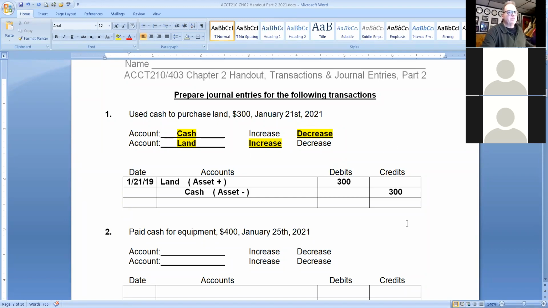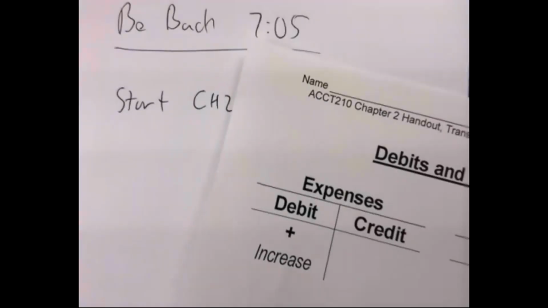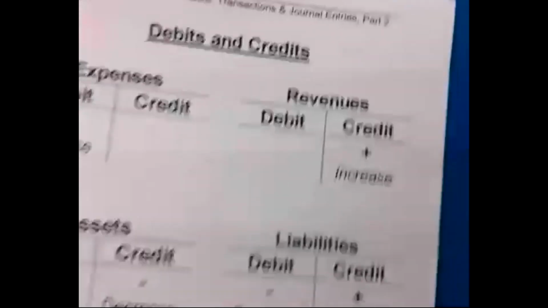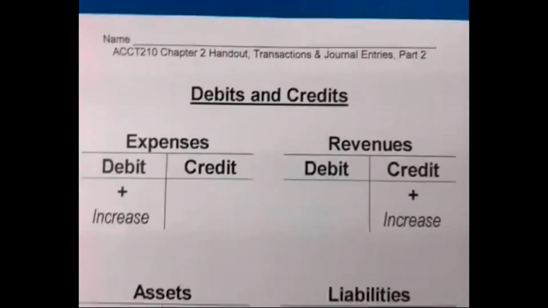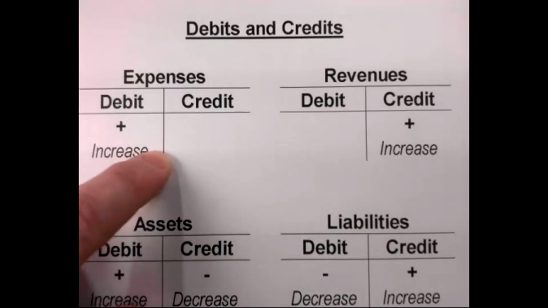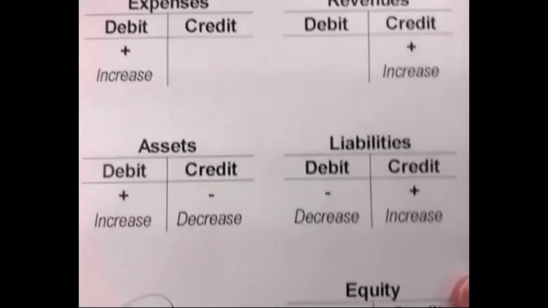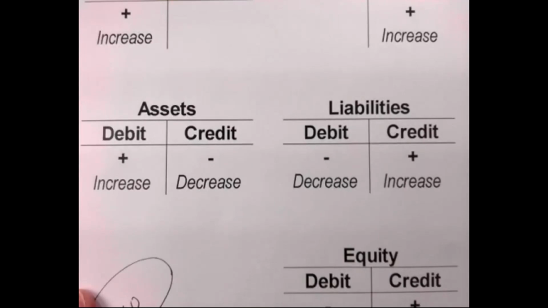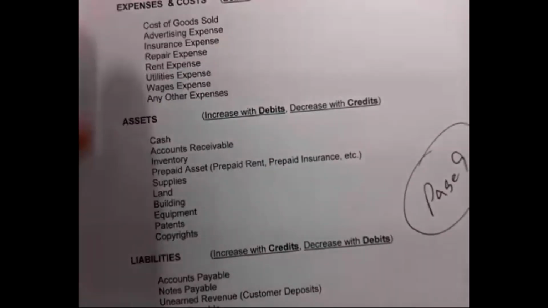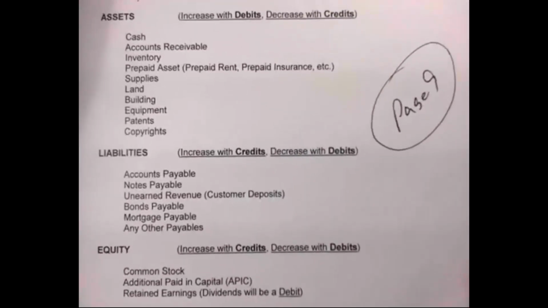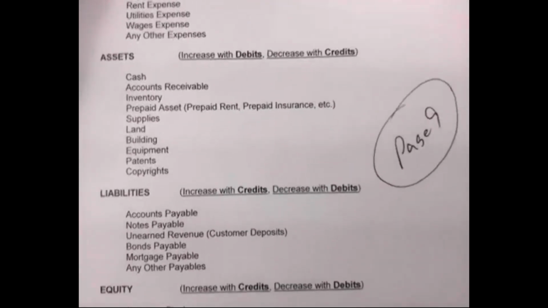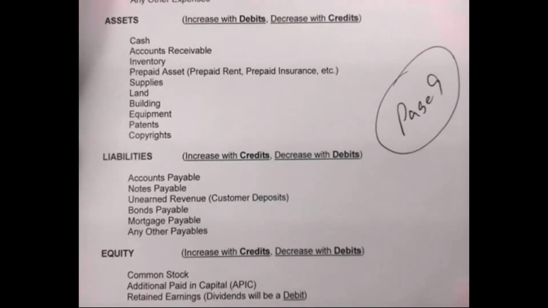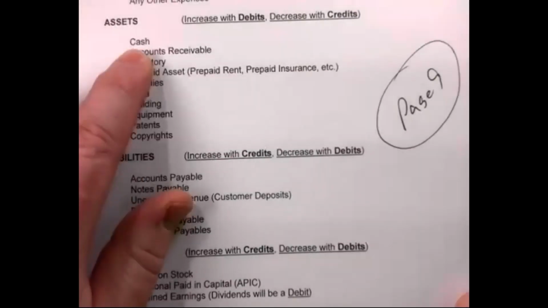let me pull this up. So page 10, you have something that looks like this. It says if you have expenses, they increase and decrease and all that. It's just something like you'd see in the book. But page 9 is what I'm going to focus a little more on. Page 9 actually has the accounts in there. We're going to need. So you can see we have cash.